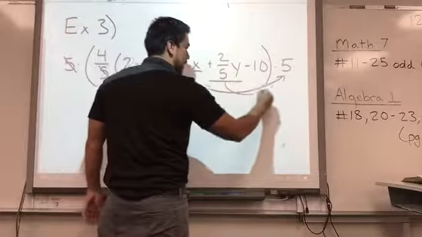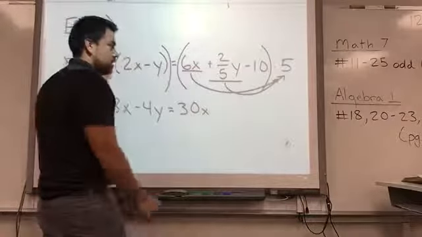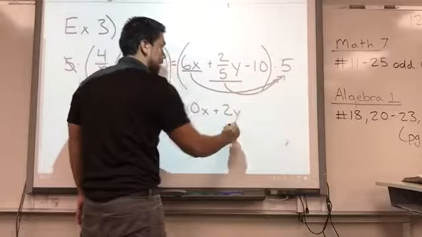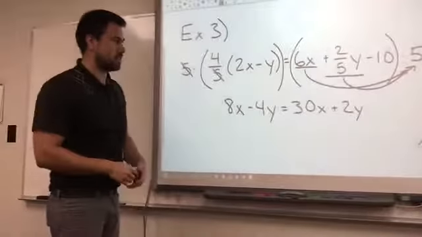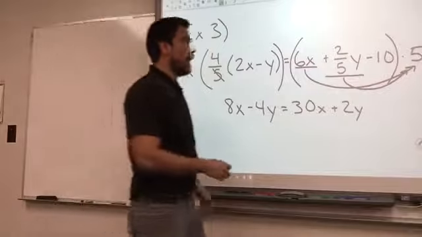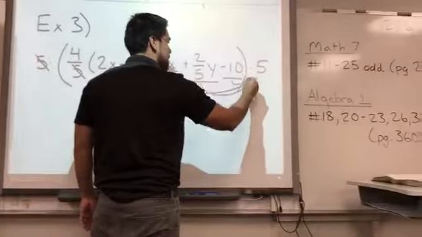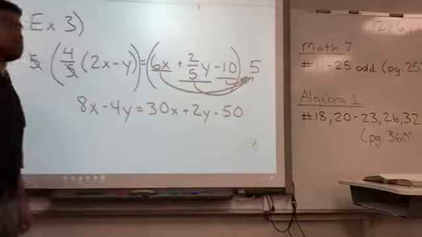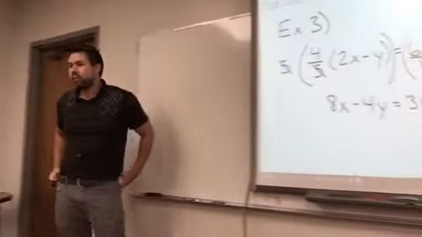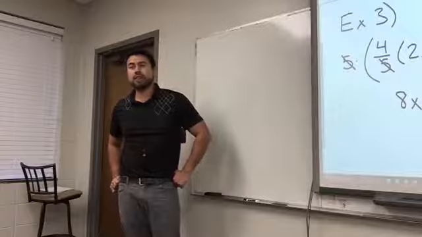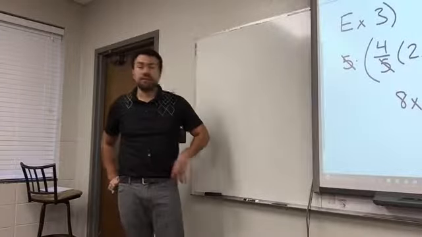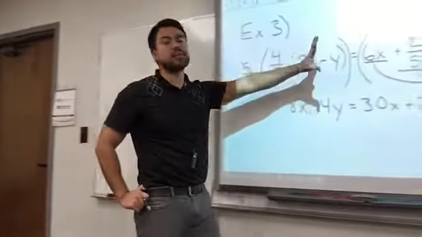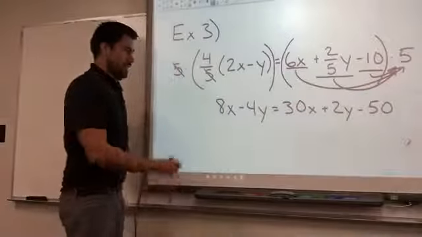What's 2 fifths y times 5? 10. Positive 2y, or positive 10 fifths y, which is 2y. And then what's negative 10 times 5? Negative 50. All right, so that made it a little bit easier to look at. And then what do we want to do in this problem again? We want to get it into standard form. Because if you don't know what form to get into, standard's a good one. All right.